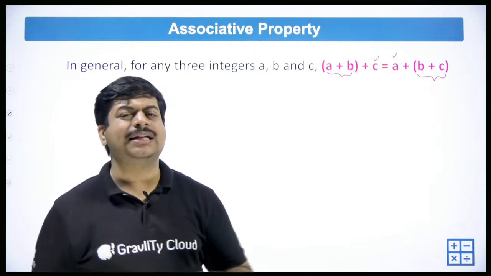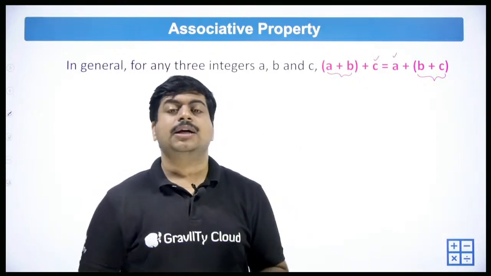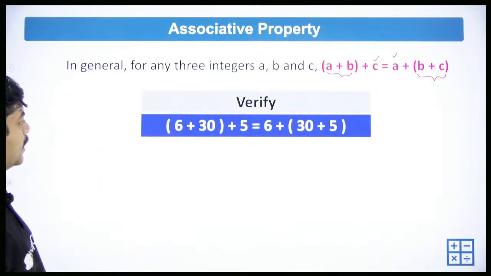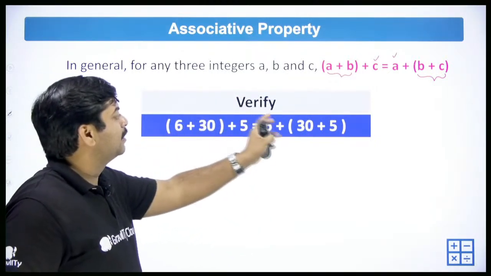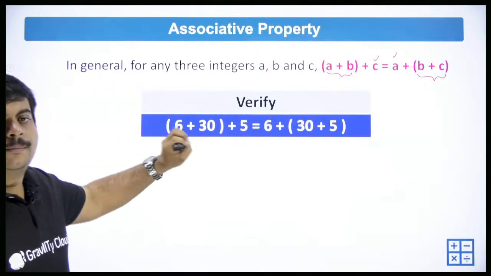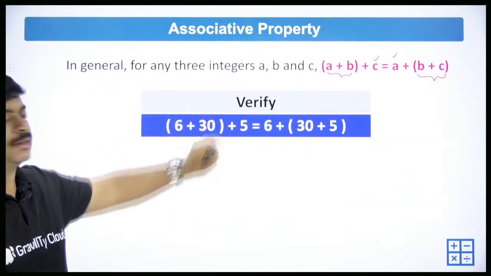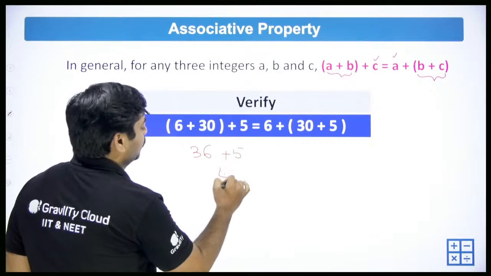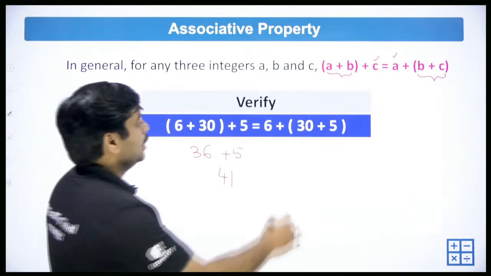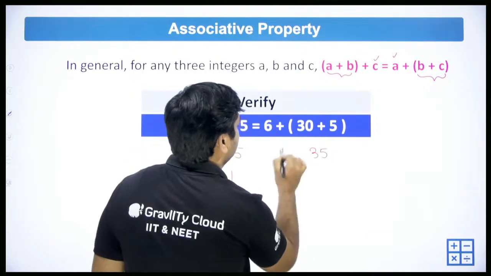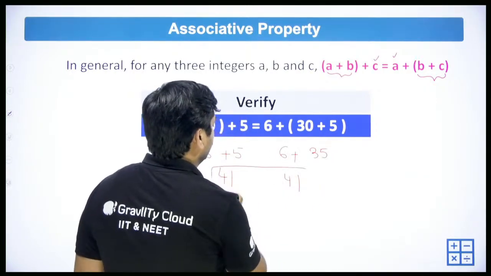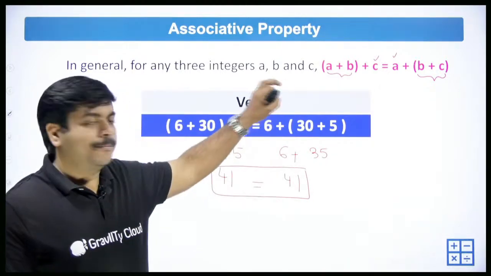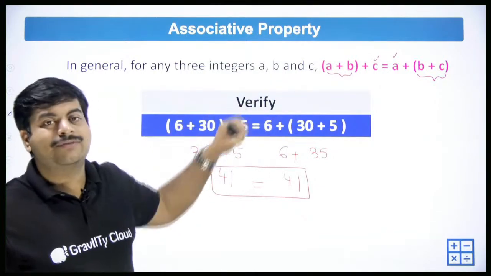With integers we have positive and negative numbers, so we should be very careful. Let us take a few examples. Let me take 6 plus 30 plus 5, with brackets grouped in the two different ways. Straightforward, all positive numbers. 6 plus 30 is 36, and 36 plus 5 is 41. In the other grouping, 30 plus 5 is 35, and 6 plus 35 is 41, right? So 41 is equal to 41. When we are talking about all positive numbers, yes, it is valid.